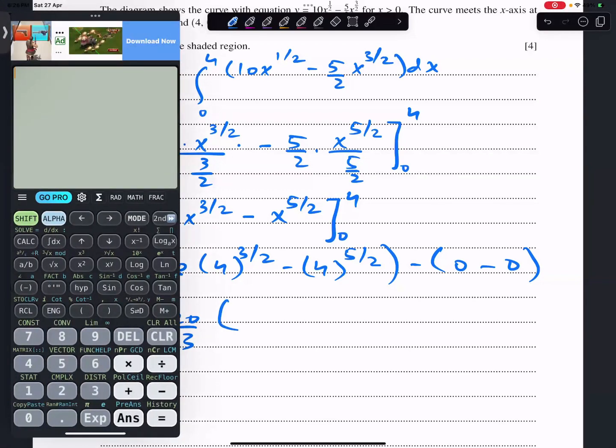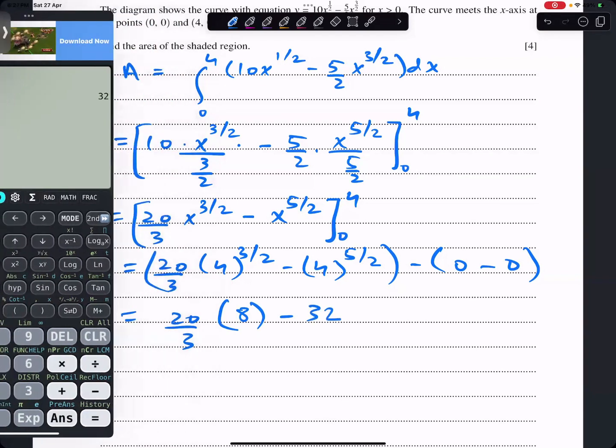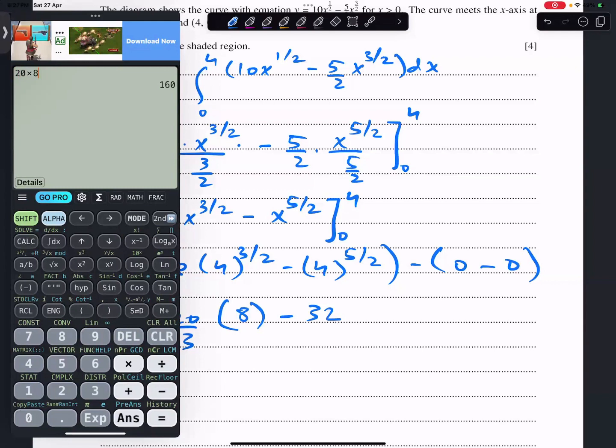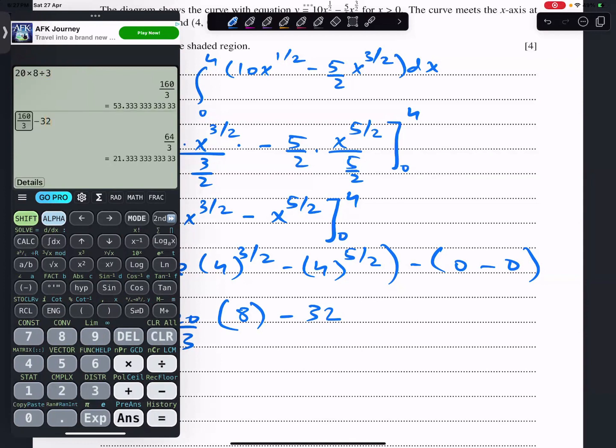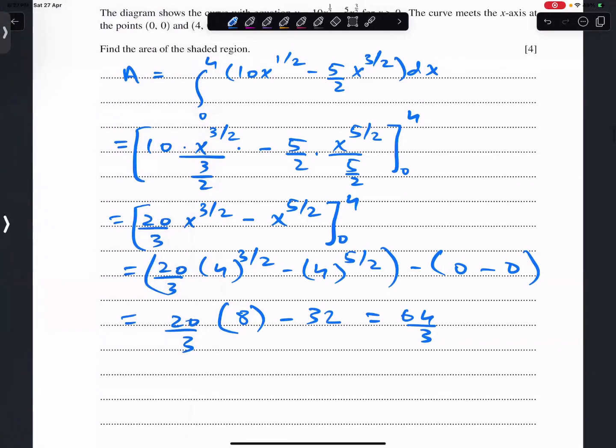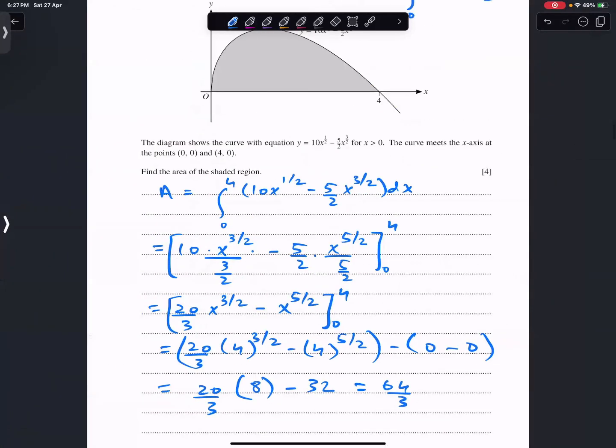4 to power 3 by 2 is just 8. 4 to power 3 by 2 is 8, minus 4 to power 5 over 2 will be 32. So 20 times 8 divided by 3, minus 32. So students, your area will be 64 over 3. Your area will be 64 divided by 3.